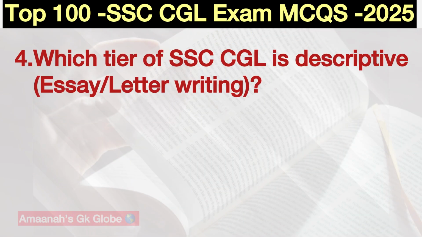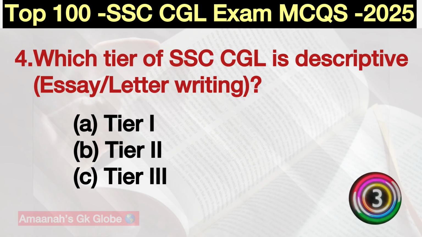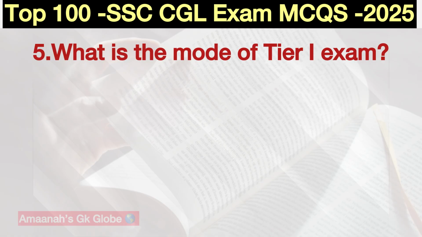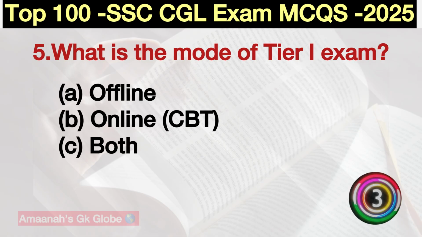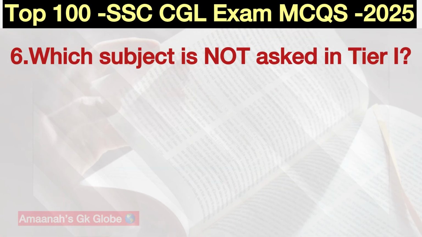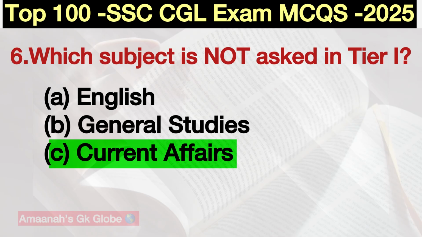Question number 4. Which tier of SSC CGL is descriptive essay letter writing? Right answer is option C, tier 3. Next question is, what is the mode of tier 1 exam? Right answer is option B, online CBT. Which subject is not asked in tier 1? Right answer is option C, current affairs.